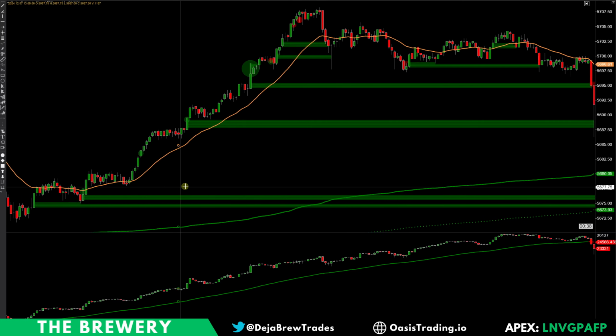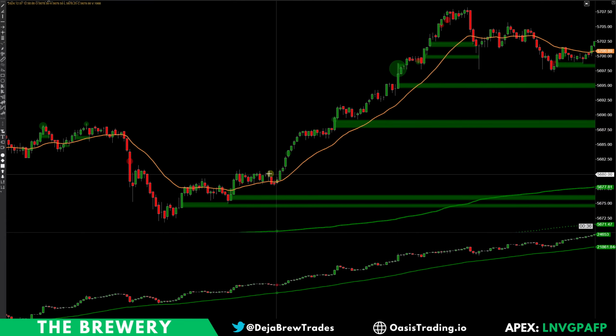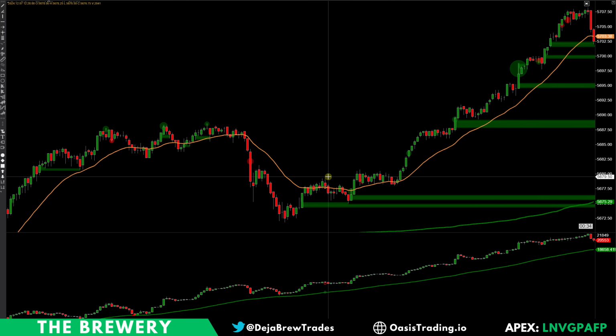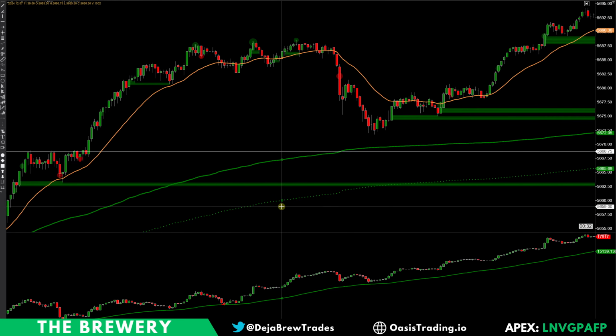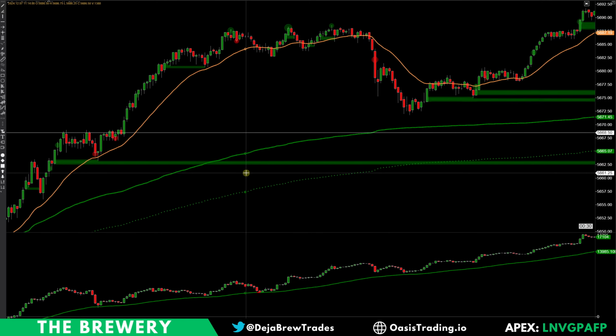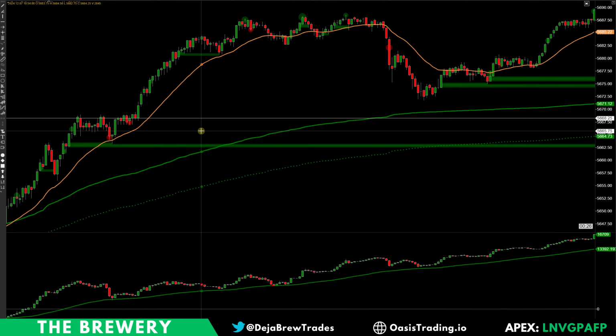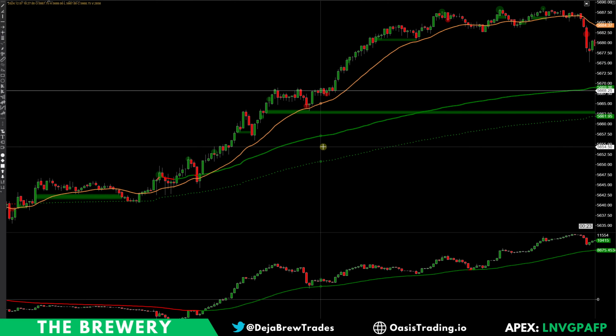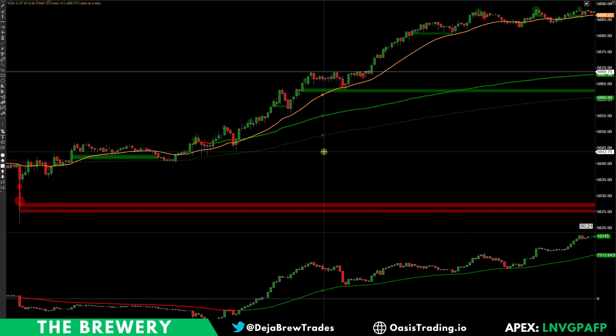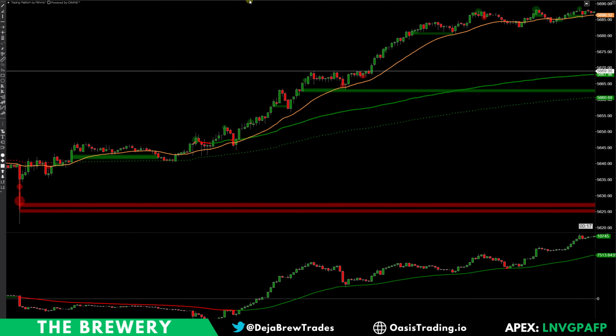What I mean by divergence is, if the delta is continuously putting in higher highs and higher lows, is price also putting in higher highs and higher lows? Or is price doing a completely different market structure, right? When delta begins to diverge from price.